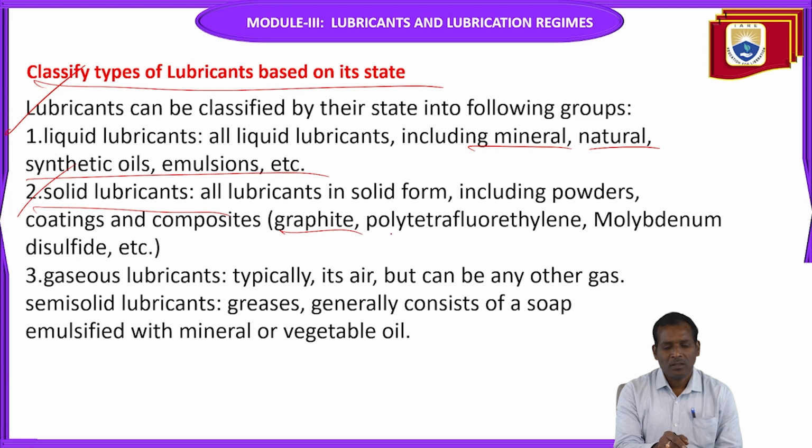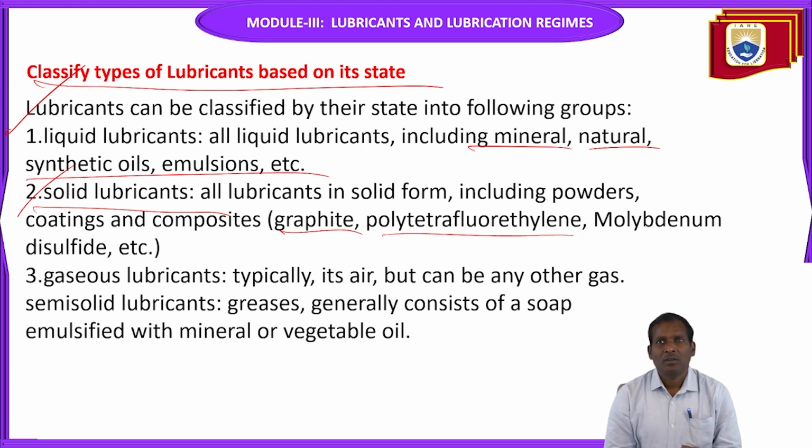These are graphite, polytetrafluoroethylene, molybdenum disulfide, etc. The gaseous lubricants are typically air, but can be any other gas. Semi-solid lubricants, greases, generally consist of a soap emulsified with mineral or vegetable oil. So the lubricants are classified into liquid lubricants, solid lubricants, and gaseous lubricants.